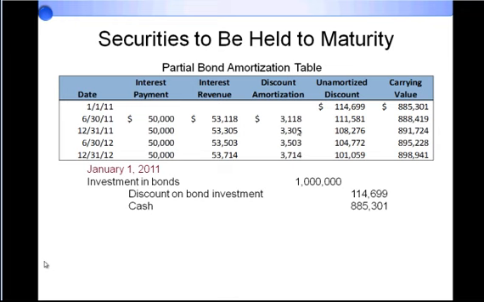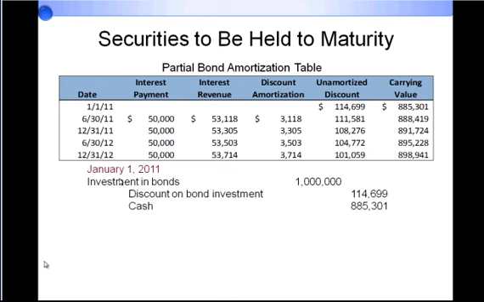Here's how it's amortized over time. You can see that each period has a little bit, but it's going to be amortized. It's going to get closer and closer to the fair value, that carrying value, or that amortized cost. That's another term for carrying value. It's going to get closer and closer to the $1 million fair value.